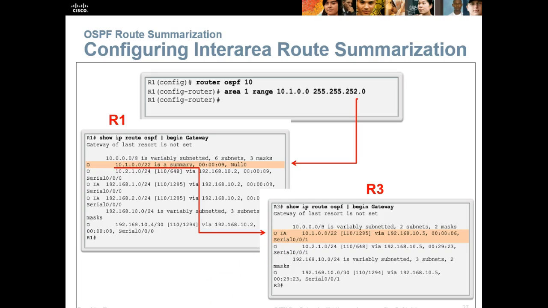So here we see how we have 10.1.0.0/22 comes over as 10.1.0.0/22, and we don't need the other one, all right? We don't need the other ones within it. They're all in there, all those networks. So we've done the area 1 range. We've determined a range of the networks to summarize.